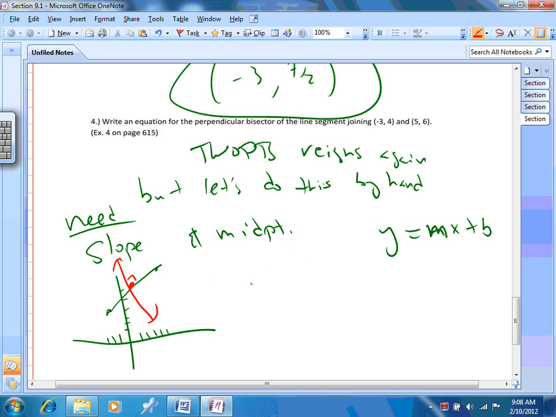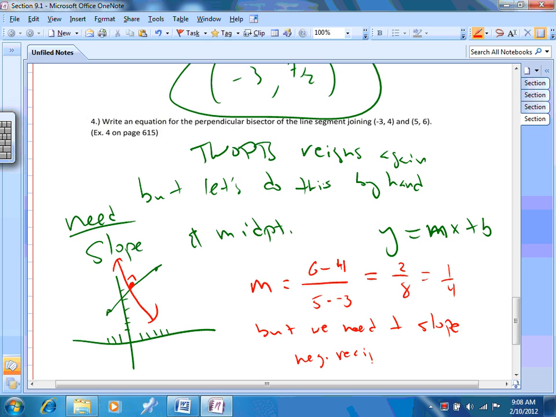So let's find the slope first. Slope should be easy. 6 minus 4, or 5 minus 8. I'm just doing change of y over change of x, right? But we need a perpendicular slope, which is going to be negative 4.